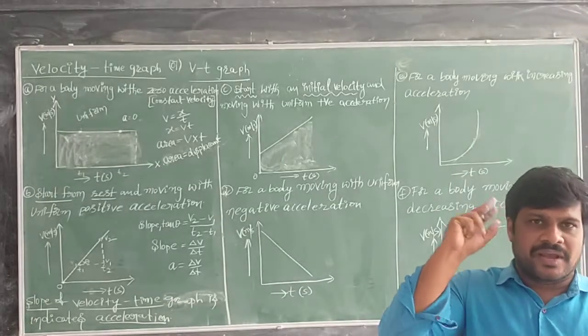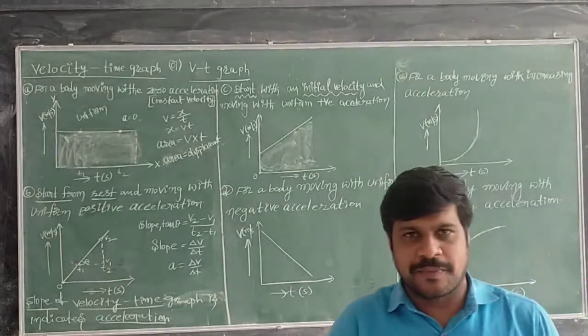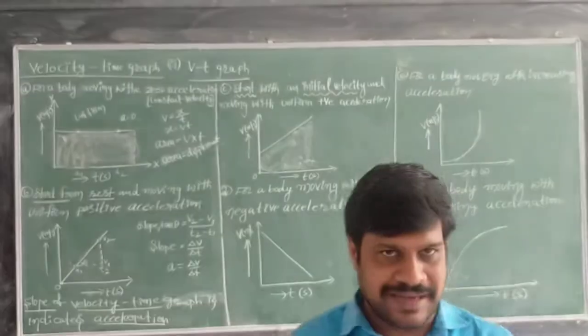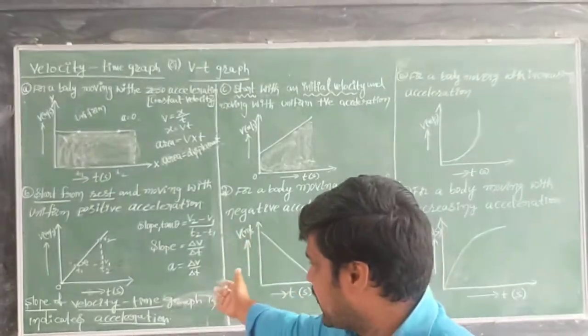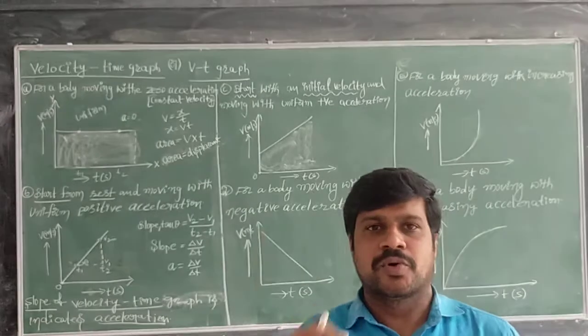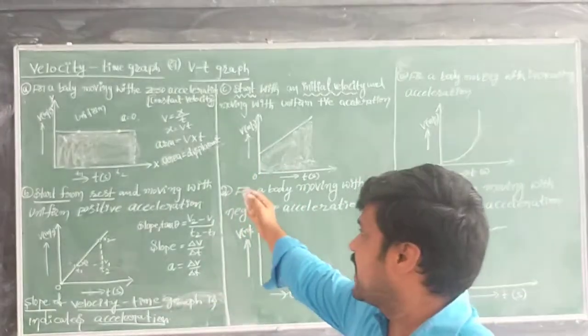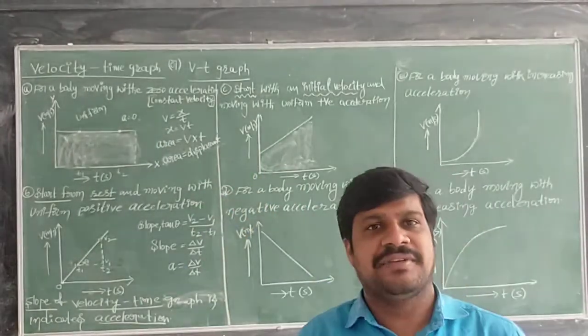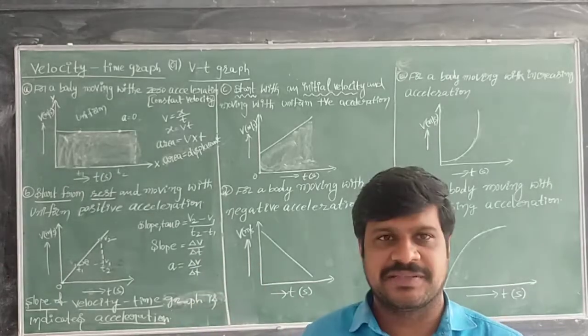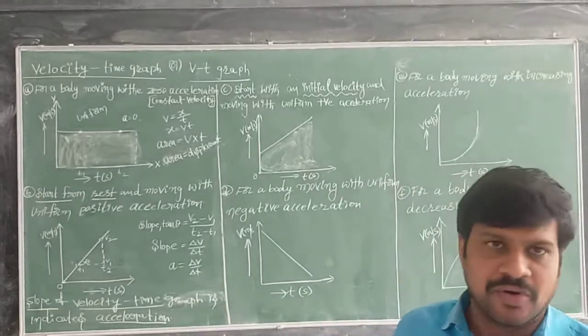Keep it in mind. In the position time graph, the slope is equivalent to velocity. In the velocity time graph, the slope is equivalent to acceleration. The area under the velocity time graph is equivalent to displacement. Write that down, we have to remember it.